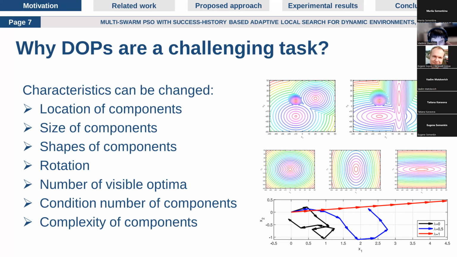The optima could also be ill-conditioned, and the components themselves could be more complicated than just balls like you can see on the picture on the right. On the bottom right, you can see an example of one of the peaks. It may change differently depending on the parameters that are in the benchmark that we consider. So it can change quite differently.